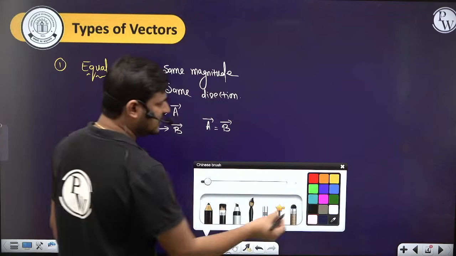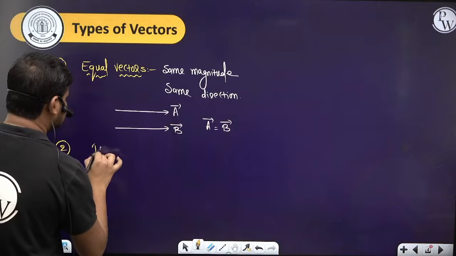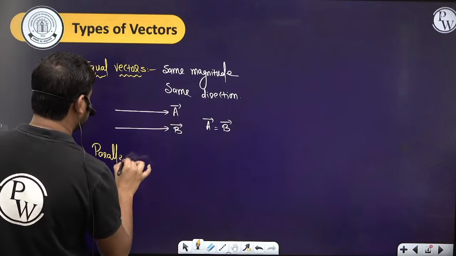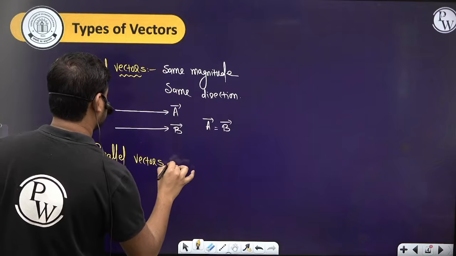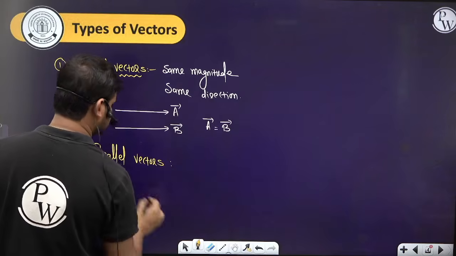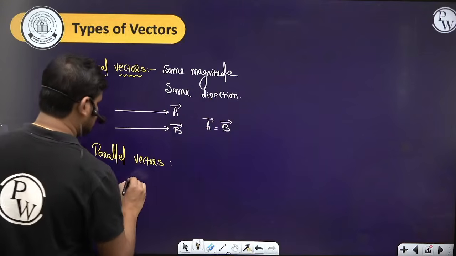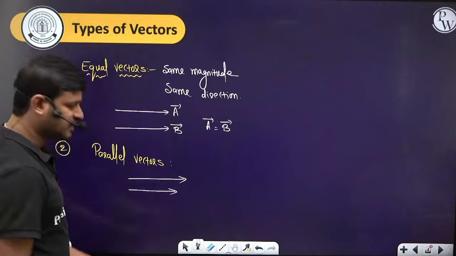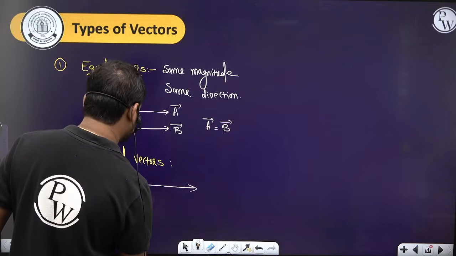So these are the equal vectors. And then we have parallel vectors and non-parallel vectors. So parallel vectors are nothing but vectors that should have the same direction, but their magnitude may or may not be equal. So their magnitude need not be equal, but their direction should be the same.